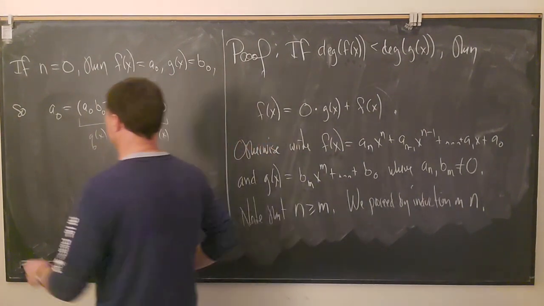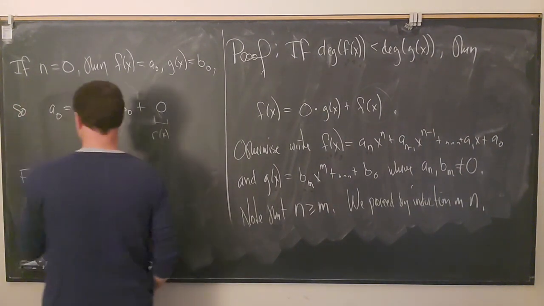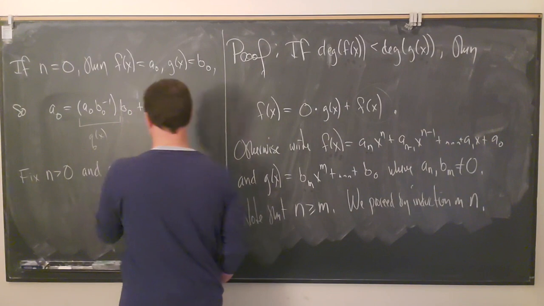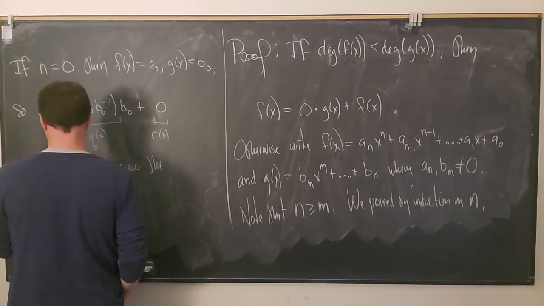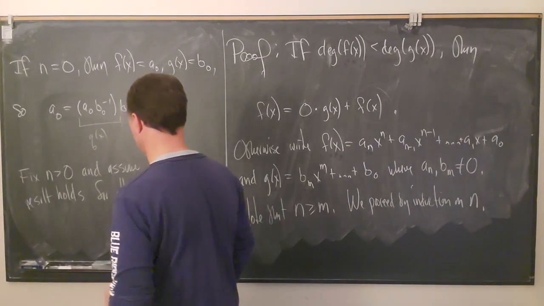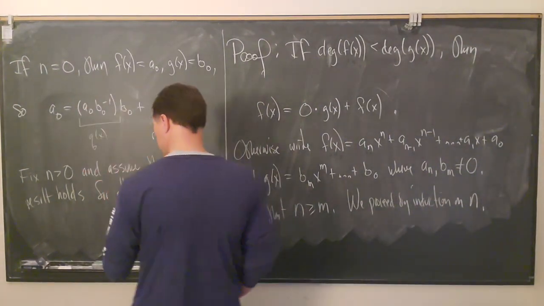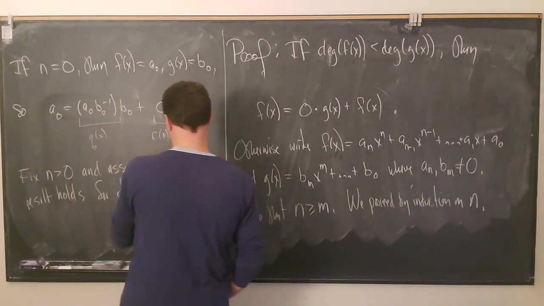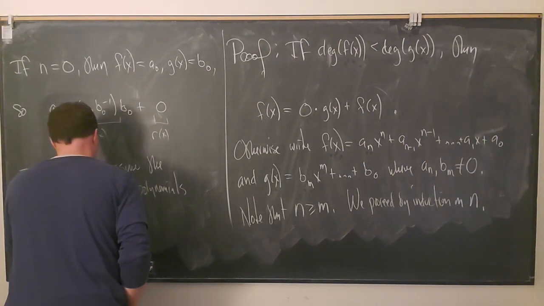And so now, let's fix n strictly greater than 0 and assume that this result holds. So assume the result holds for all polynomials of degree strictly less than n.